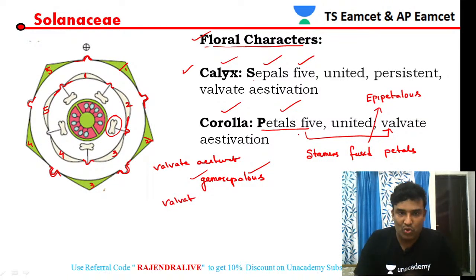So that's what is clearly shown here. You can see here, this is the stamens. Stamens are attached to the petals. Such condition is called, stamens are fused with the petals. Such condition is called as an epipetalous condition. So that is about the corolla.